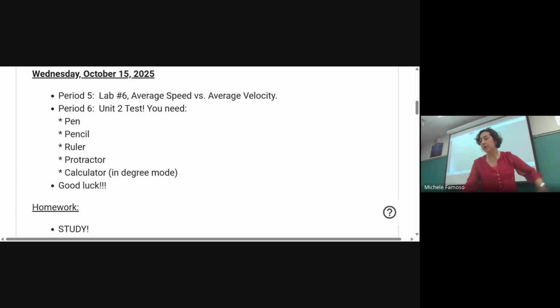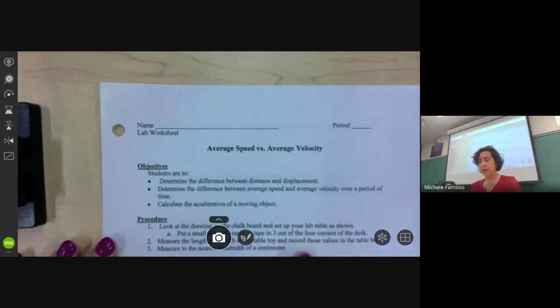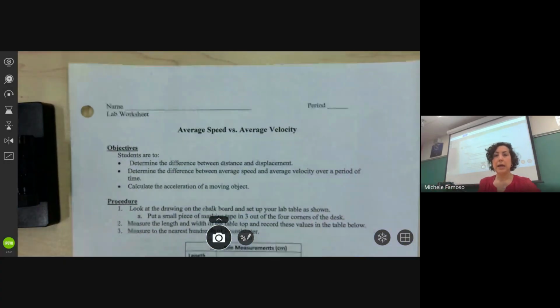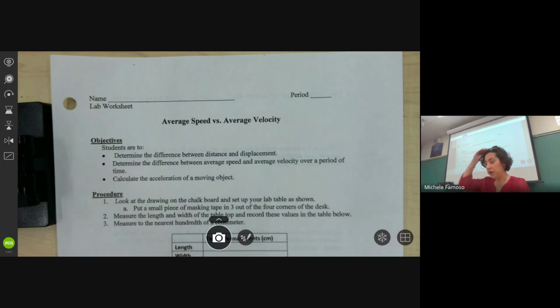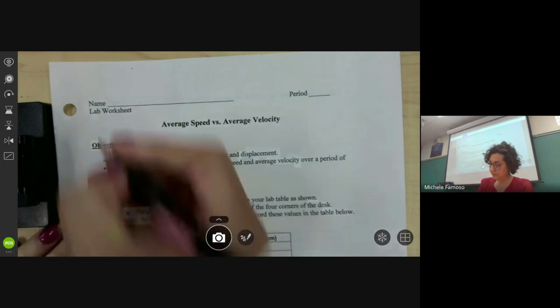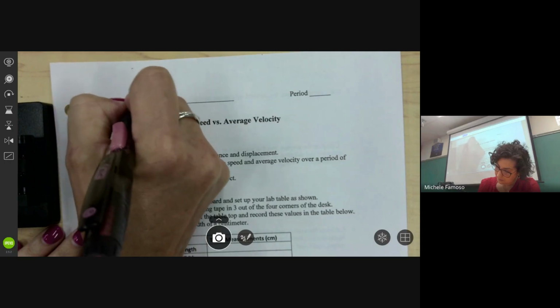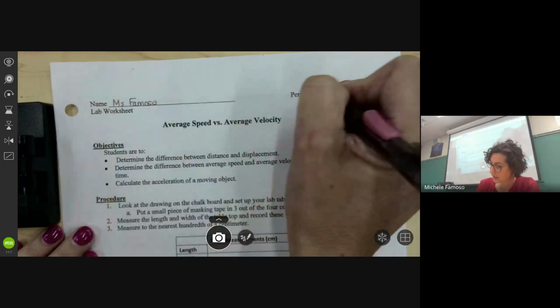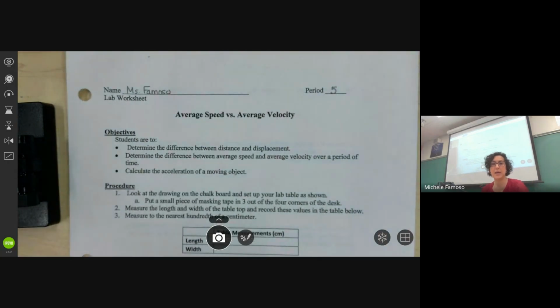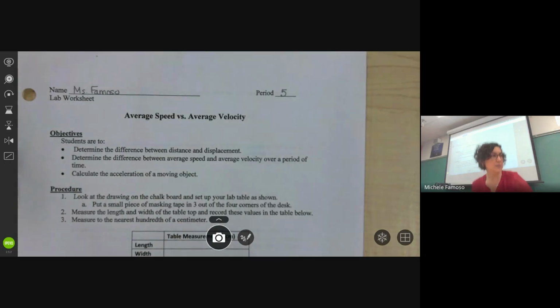Pencil, calculator, reference table. It's all up on the chalkboard. All right, you have a lab worksheet that was presented to you. On the top of the lab worksheet, I would like you to go ahead and put your name. This is class period 5, so please add that to the top of your worksheet. Everything else has to be off your desk. You need the desks to collect data in the lab.